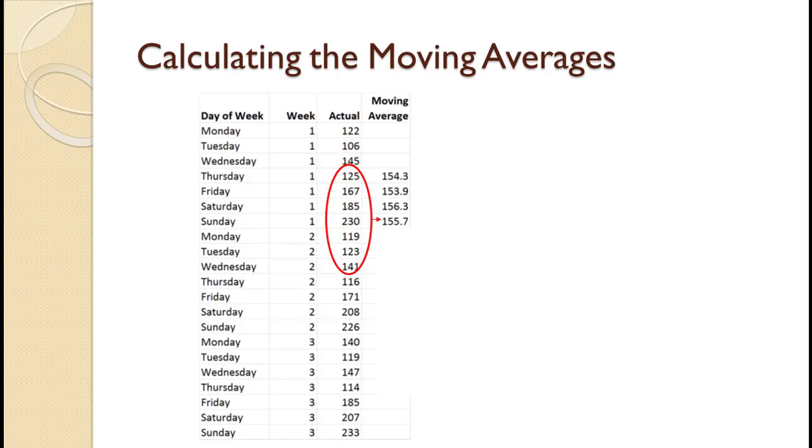125 plus 167 plus 185 plus 230 plus 119 plus 123 plus 141 divided by 7 equals 155.7. 167 plus 185 plus 230 plus 119 plus 123 plus 141 plus 116 divided by 7 equals 154.4. 185 plus 230 plus 119 plus 123 plus 141 plus 116 plus 171 divided by 7 equals 155.0. 230 plus 119 plus 123 plus 141 plus 116 plus 171 plus 208 divided by 7 equals 158.3. 119 plus 123 plus 141 plus 116 plus 171 plus 208 plus 226 divided by 7 equals 157.7.